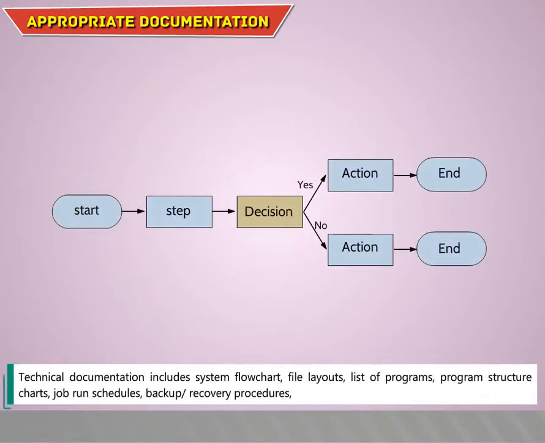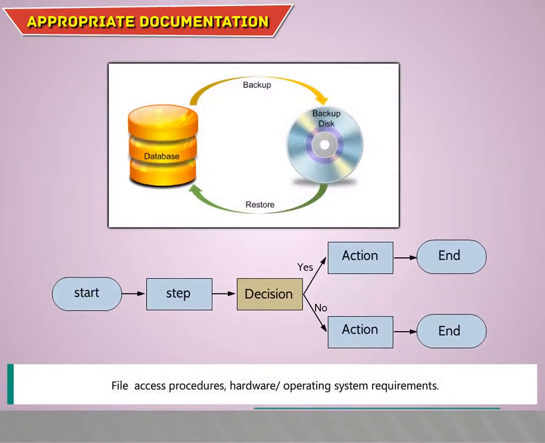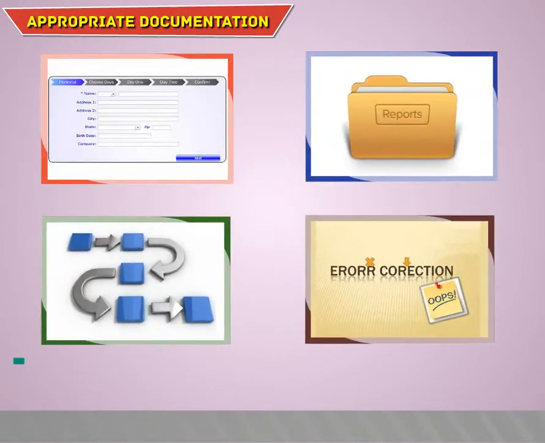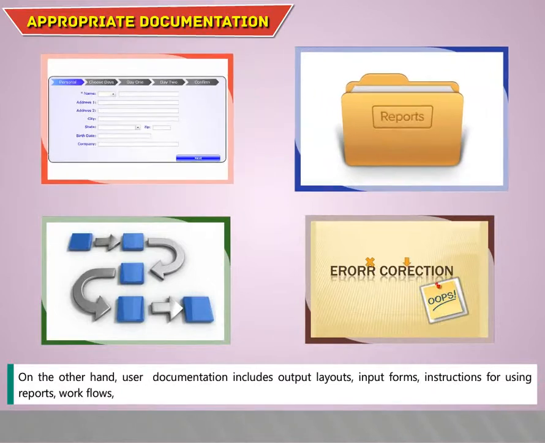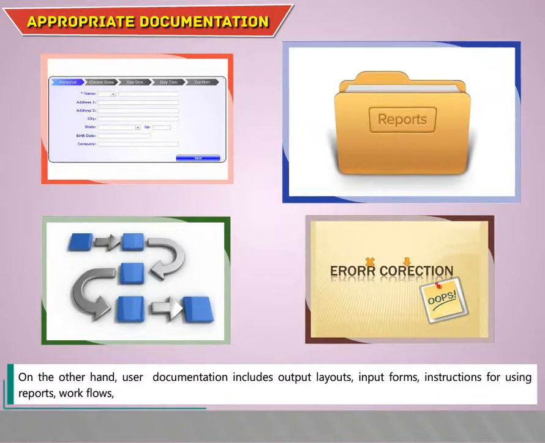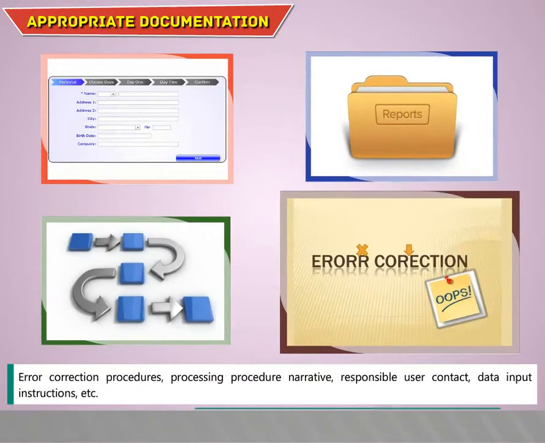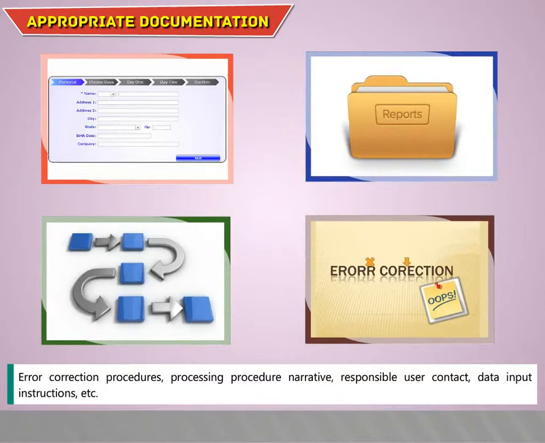Technical documentation includes system flowchart, file layouts, list of programs, program structure charts, job run schedules, backup or recovery procedures, file access procedures, hardware or operating system requirements. On the other hand, user documentation includes output layouts, input forms, instructions for using reports, workflows, error correction procedures, processing procedure narrative, responsible user contact, data input instructions, etc.